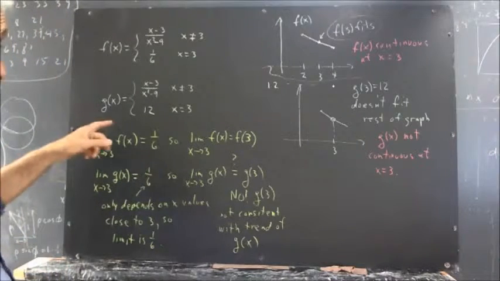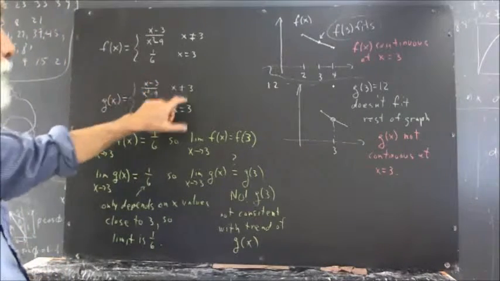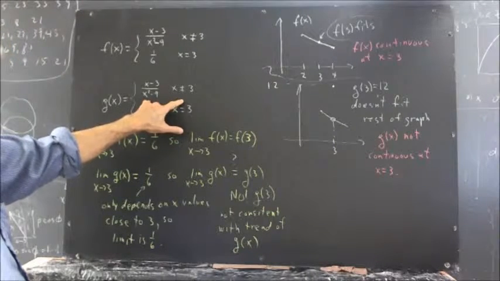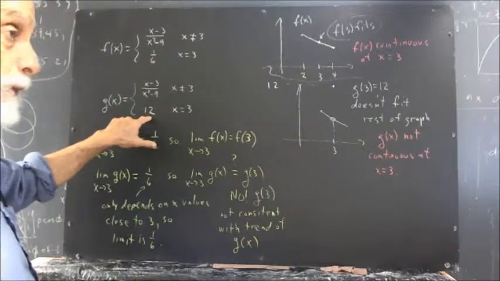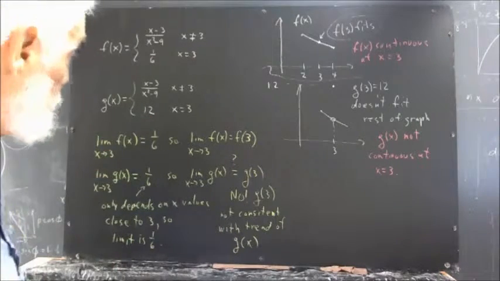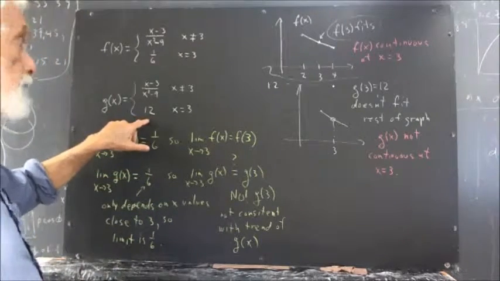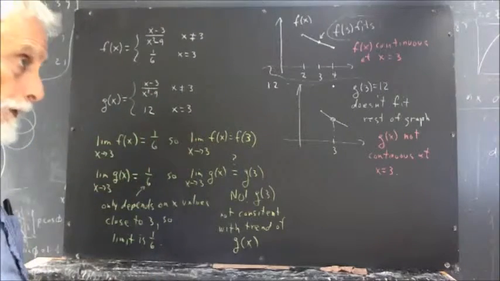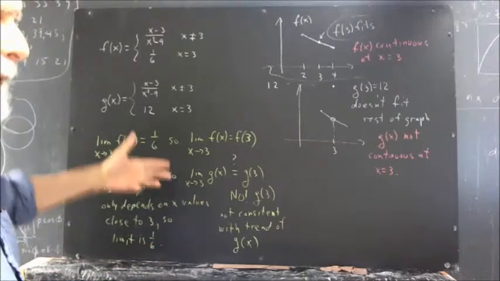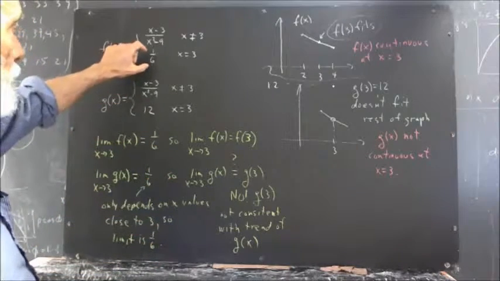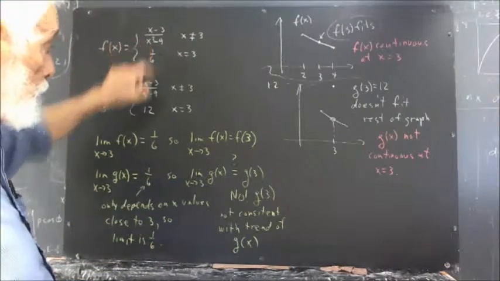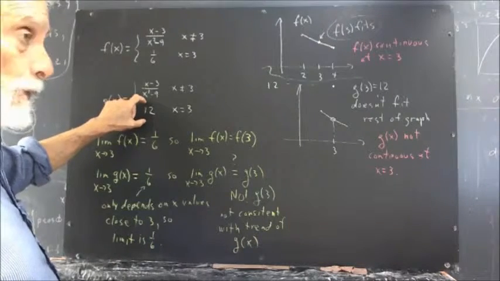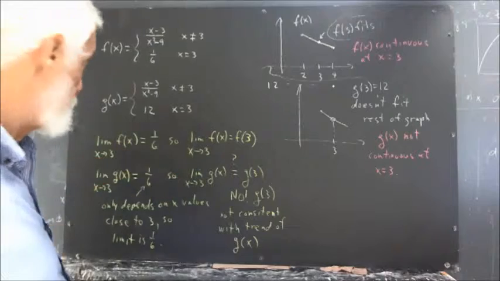The g of x function is going to be defined the same when x is not equal to 3, but we're going to make it something else. I just asked somebody to give me their favorite number, and somebody had 12 as their favorite number. So we let g of x be 12 when x equals 3. We can certainly make that definition. Now, there seems to be a lot better reason to let the value be 1/6 than to let the value be 12, but we can define the function with any value at x equals 3.